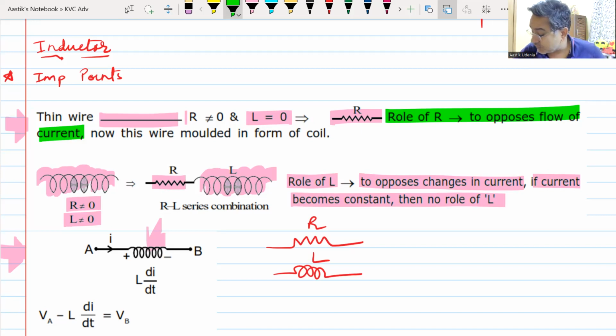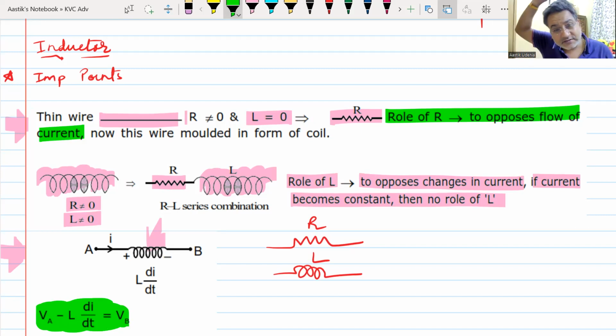Again, we have seen this potential drop across the inductor. We have seen this VA, in the direction of current, it is taken as negative. We have seen this when we were seeing the potential drop across the various elements. VA minus L di by dt is equal to VB. Do we remember this? Yes, sir. Do it fast.